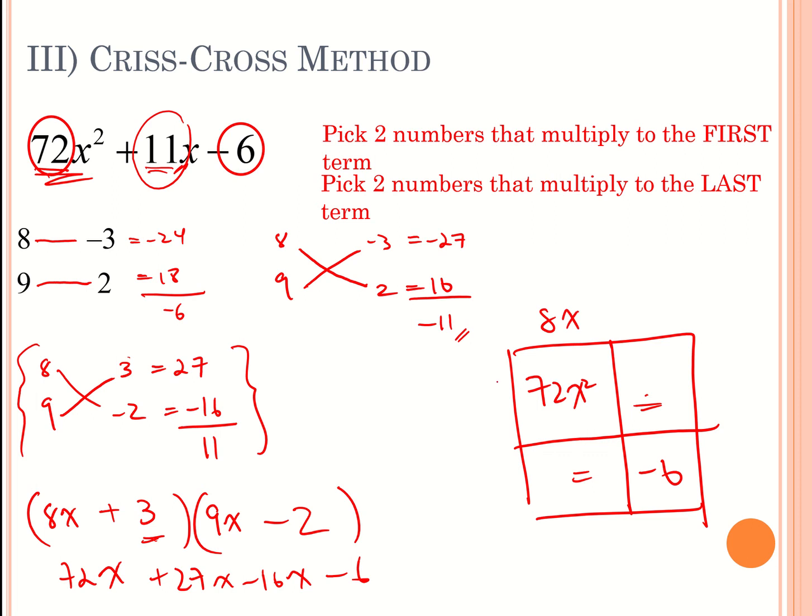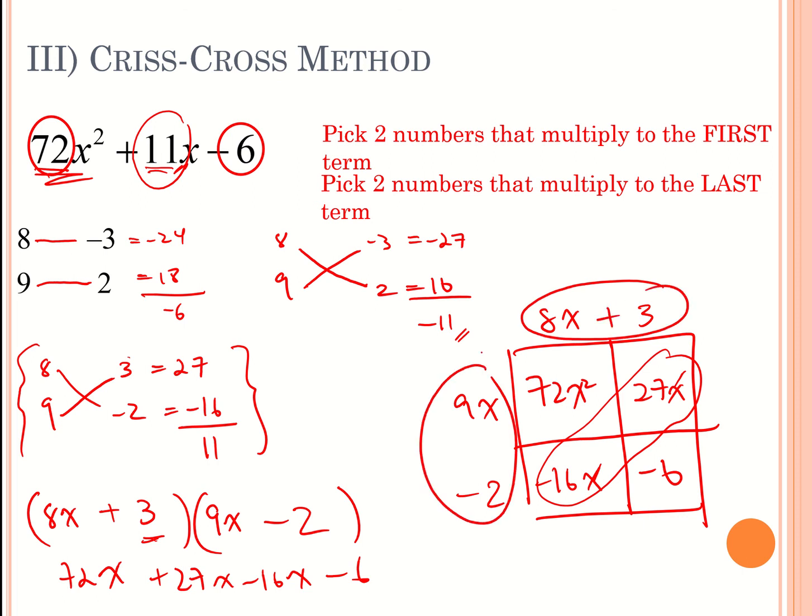So you go 8x and 9x, and then you get to decide where to put the factors 2 and 3. You can put the 3 here if you like, and the 2 there, and then you would get 18x and 24x. It doesn't give you 11, so you cross it off, and you try again. So then I will put the 2 down here, and the 3 over there. Again, this becomes 27x, this is 16x, but one of them has to be negative, so this is negative. So this gives you 11x. Therefore, your binomials will be 8x plus 3 times 9x minus 2.